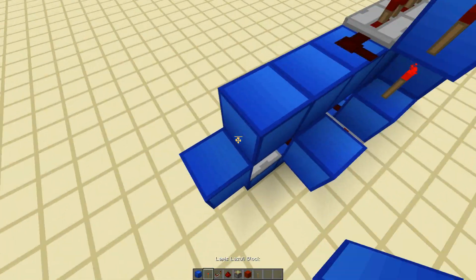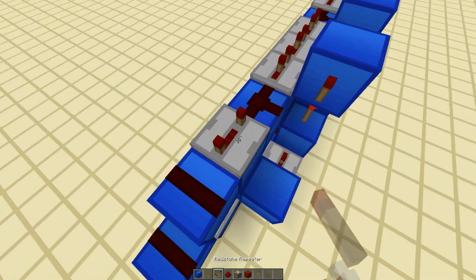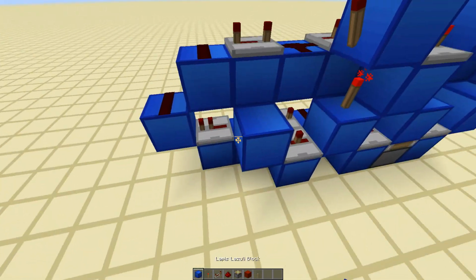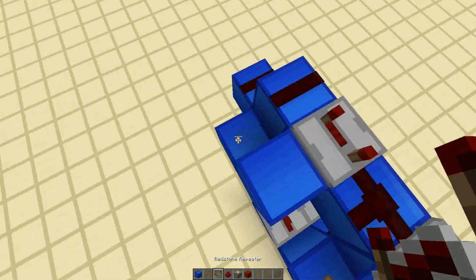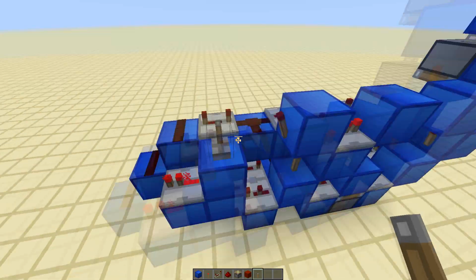And the last thing you need to do on this layer, or almost the last thing, is put a four tick delay repeater right here and put two blocks on like this, and with the repeater and a lever turned on this block.